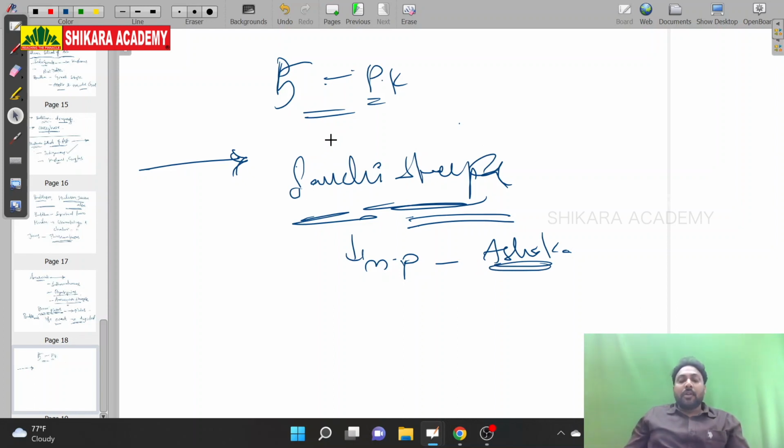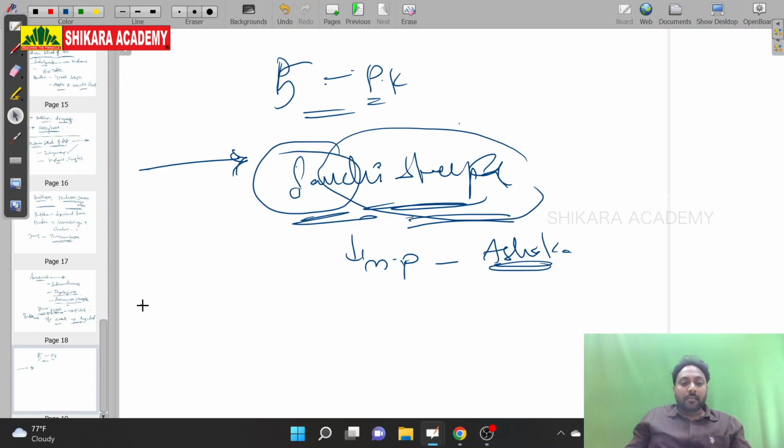A stupa is a sacred monument under which you see the relics of the Buddha, or ashes of the Buddha, or mortal remains of the Buddha. Sanchi Stupa, and also Barhut Stupa.